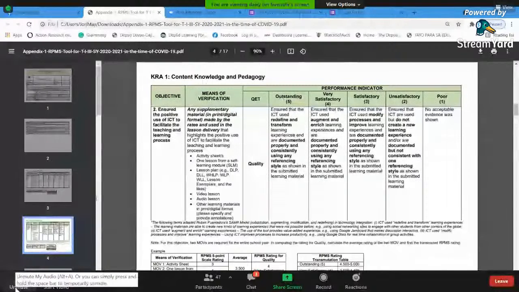Slides number 4, that is objective number 2 of the KRA1 Content, Knowledge, and Pedagogy, which is ensure the positive use of ICT to facilitate the teaching and learning process. May I ask you who is the discussant of this module? Kinsa ang discussant ani nga module? Positive use of ICT. Kinsa ganina? Globe.